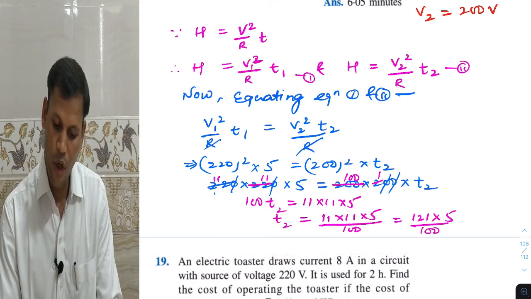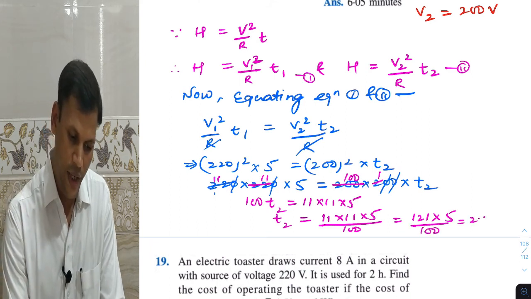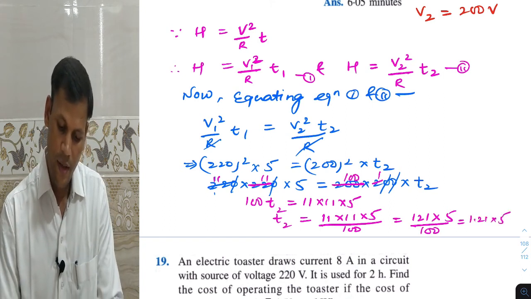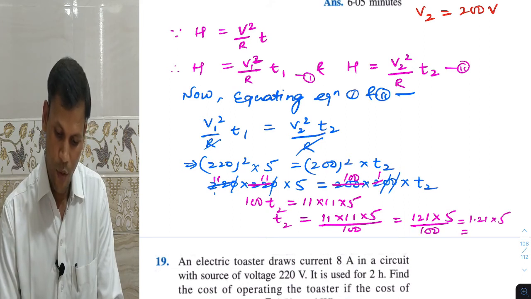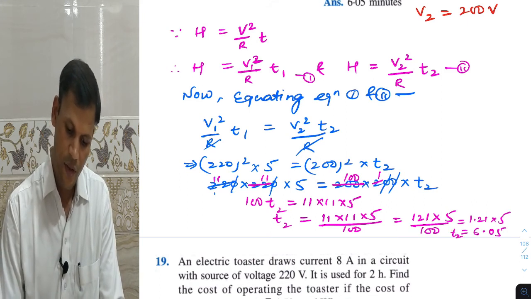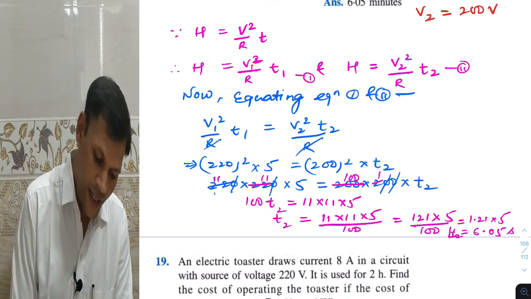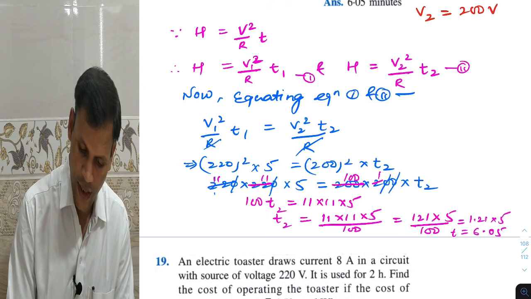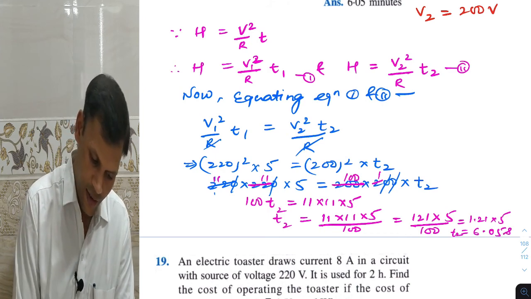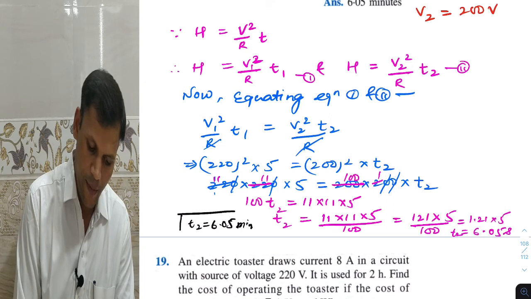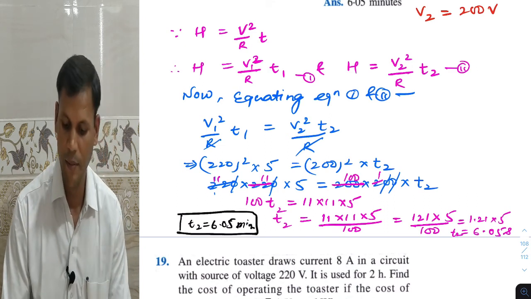So we can write 1.21 into 5, so it will be 6.05. That much is T2. So finally we get T2 is equal to 6.05 minutes, not seconds, because time initially was in minutes. So it is in minutes.